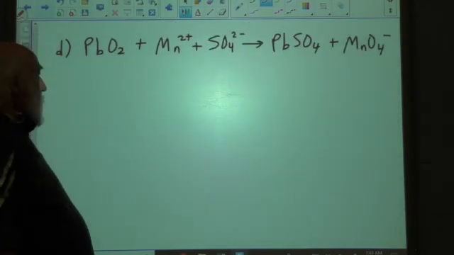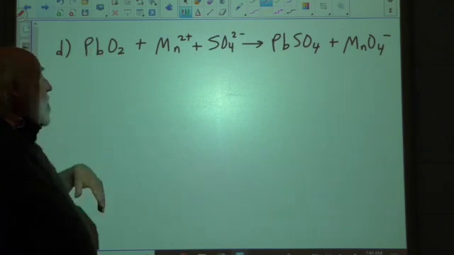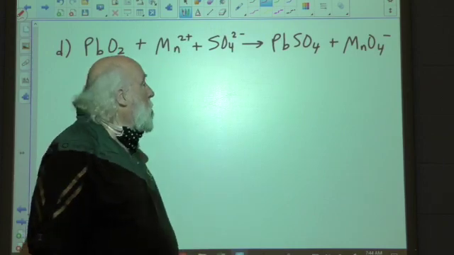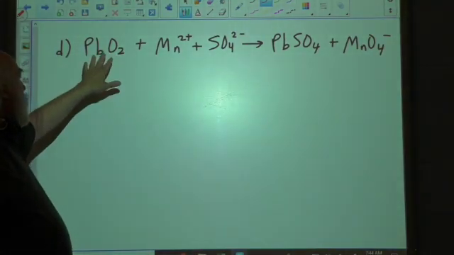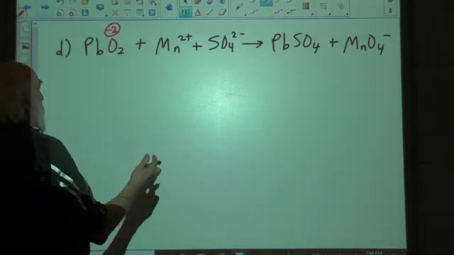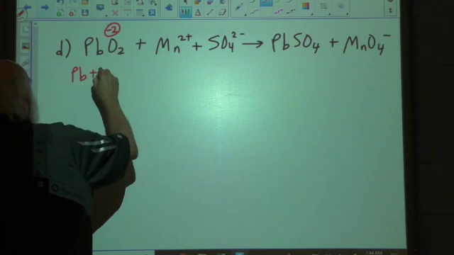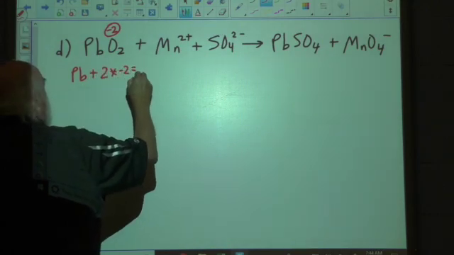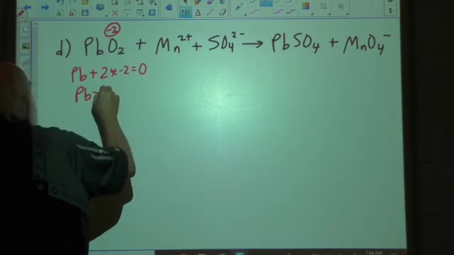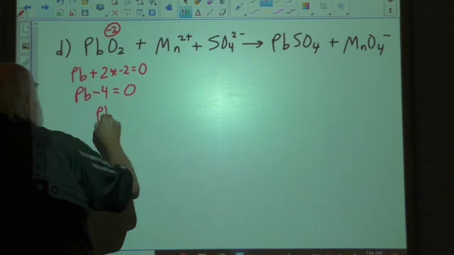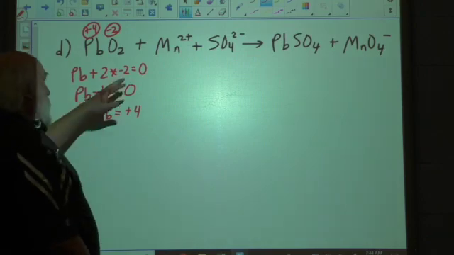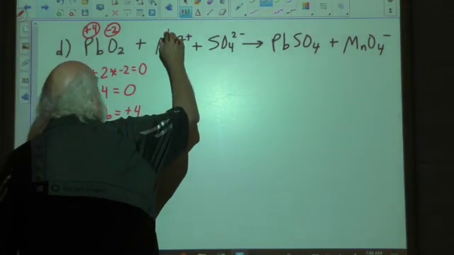This is a little bit more tricky because of the lead. Now, these are ionic compounds here. So we know that oxygen's -2. So we don't have anything special about this. We just say that Pb plus 2 times -2 equals, and that's a compound, so that's 0. So that means Pb minus 4 equals 0, or Pb equals +4. This, of course, is +2. We'll just put a +2 right there.